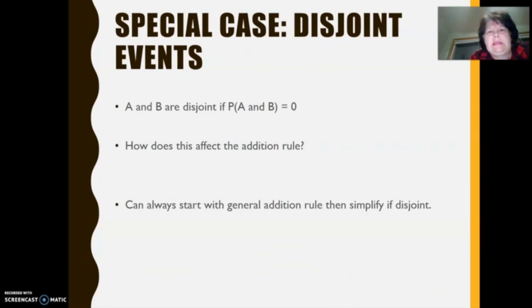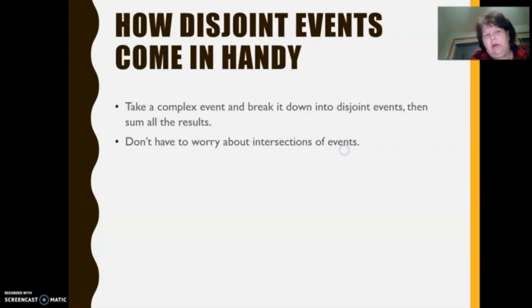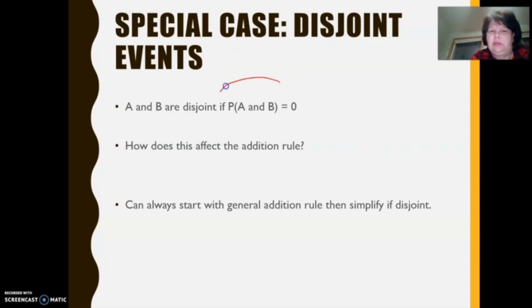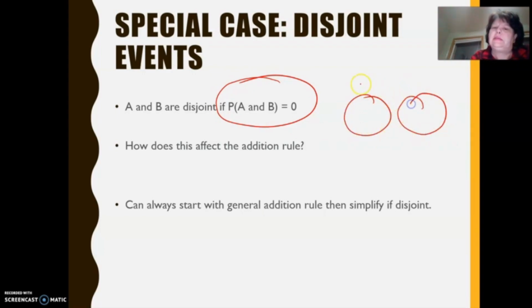Now we have a special case. It's called disjoint events. Disjoint events can't happen together. They have no intersection. So the and part is 0. On a Venn diagram, they look like this.